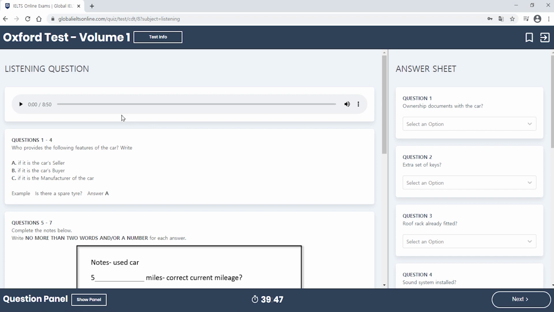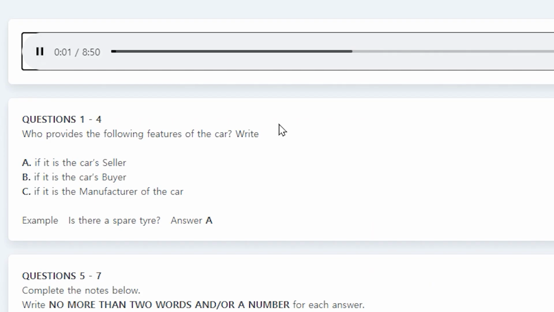All right, so let's take a look at the first part of the test. Section 1. You will hear a man phoning about an advertisement for a car. First, you have some time to look at questions 1 to 4.